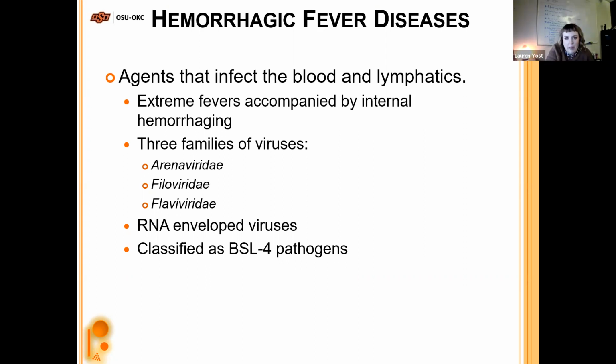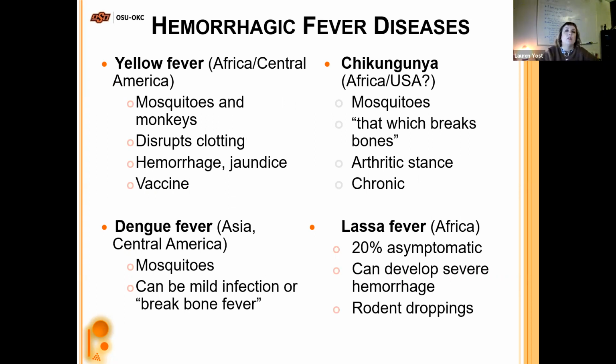There are 3 families of viruses usually that we will classify that have within those families hemorrhagic fever diseases. That's the arenaviruses, the filoviruses, and the flaviviruses. These are RNA enveloped viruses, so they have a lipid bilayer coating and an RNA genome, and they are classified, all of them, as BSL-4 pathogens. That means they are highly dangerous for handling. These include yellow fever, dengue, chikungunya, and Lassa fever, as well as Ebola and Marburg.